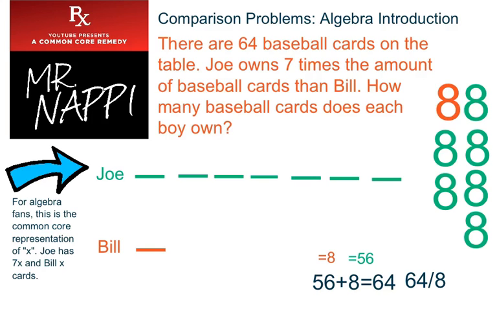Then we need to figure out the math. What goes on these hash marks? What are they representing? Well, we know there are 64 baseball cards. And now we have a total of 8 dash marks, 7 for Joe and 1 for Bill. So that gives us a math problem of 64 divided by 8. And 64 divided by 8 gives us 8. So each one of those hash marks is a placeholder for one of these 8s.